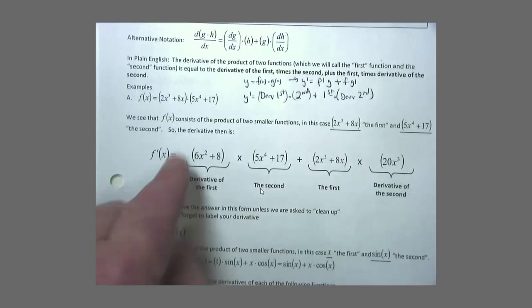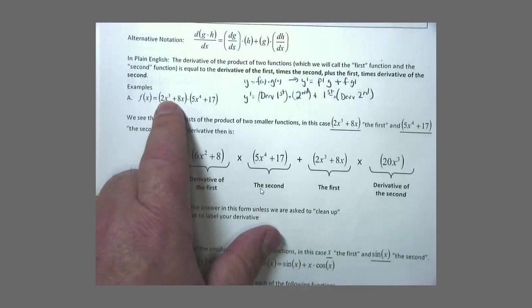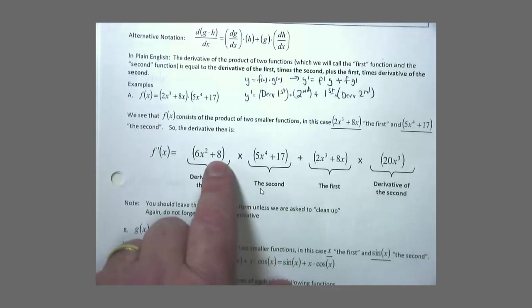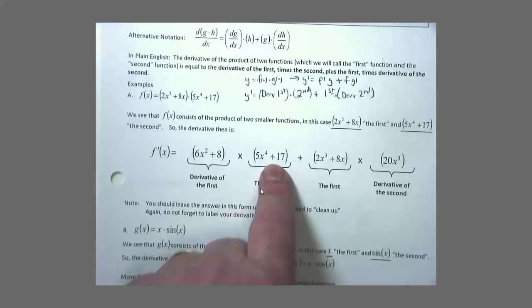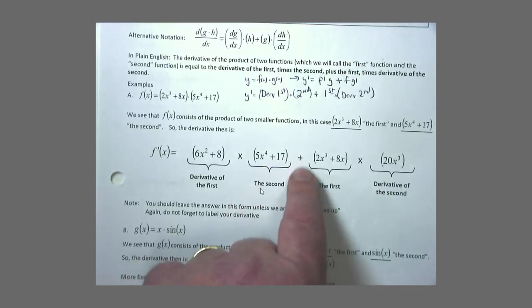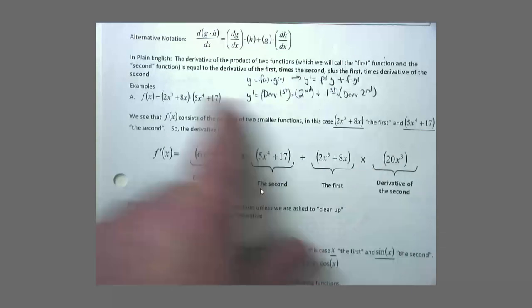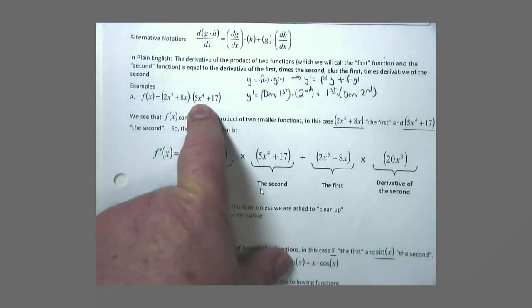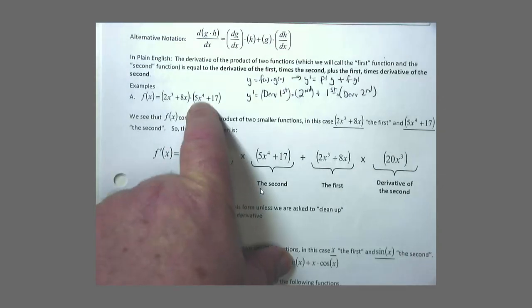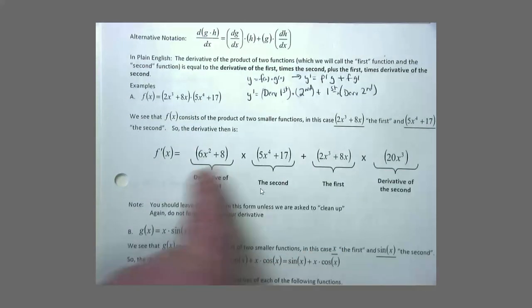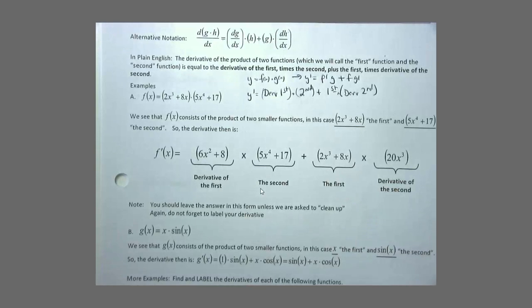All right, so the derivative of the first. What's the derivative of 2x cubed plus 8x? Well, the derivative of 2x cubed is what? 6x squared, plus the derivative of 8x is just 8. That's the derivative of the first. Then you do times the second. You just recopy the problem down. Plus, you take the first and recopy that function down, then times the derivative of the second. The derivative of 5x to the fourth plus 17 is going to be 20x cubed plus 0. That's where the 20x cubed comes from. And this is your derivative.